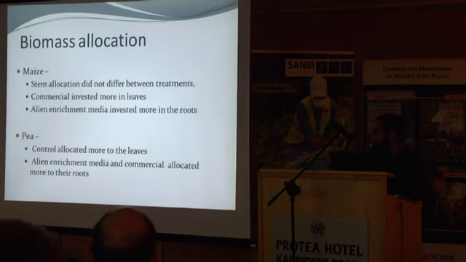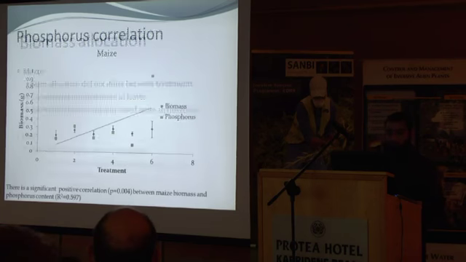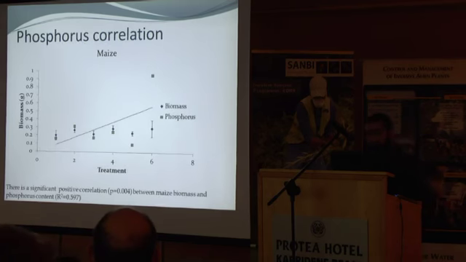Biomass allocation. In terms of maize, the stem allocation did not differ between treatments. However, the commercial invested more in leaves, which is the photosynthetic part of the plant, while the alien enrichment media invested more in the roots. With regards to pea, the control allocated more to the leaves, while the alien enrichment media and commercial allocated more towards its roots. A true test of a soil enrichment media is to look at the correlation between biomass and nutrient content. We did a correlation study between the primary nutrient content and the total biomass of both maize and pea, and the only significant positive correlation was between phosphorus and the biomass of maize.